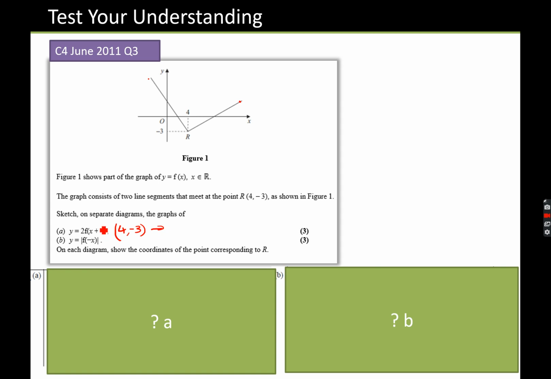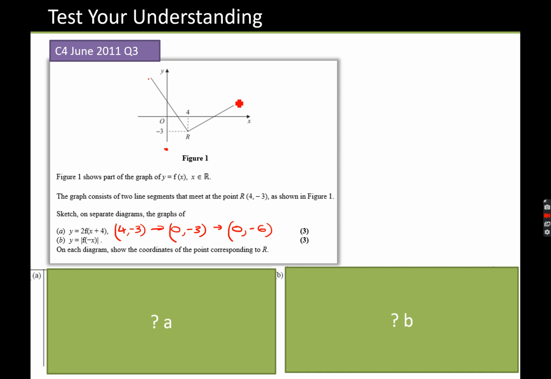The first thing I'm going to do is the opposite of what's actually happening, because it's inside the bracket. So I'm going to take 4 from my x values. That's going to become (0, -3). And then I double all my y values. So I'm going to end up with (0, -6). So I'm going to have a point down here that's (0, -6).